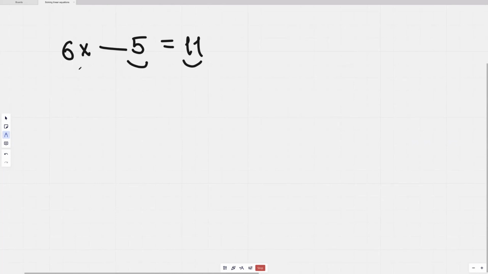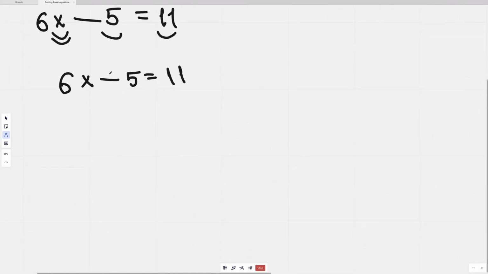So firstly, from this expression we can find x, right? By subtracting, dividing, and adding. This is what we need to do in solving linear equations. So the first step is 6x minus 5 equal to 11. Then we will have one rule here, rule number 1.